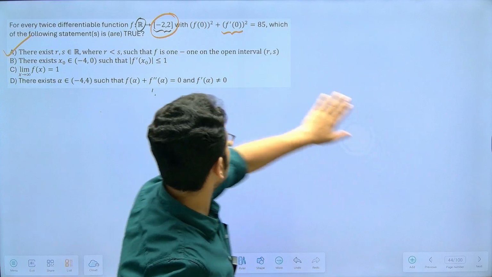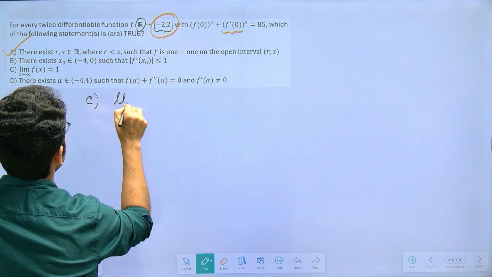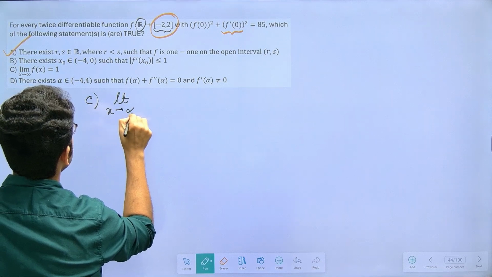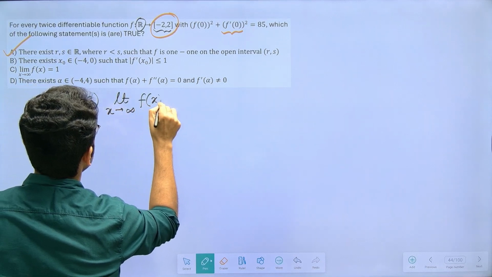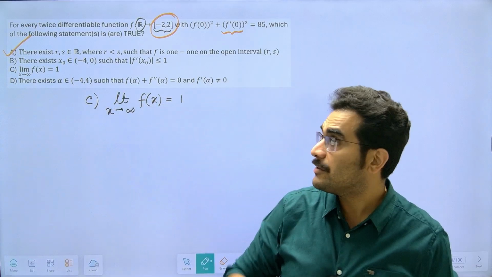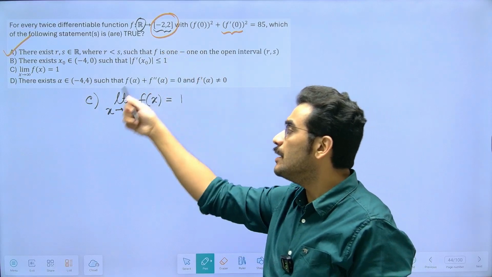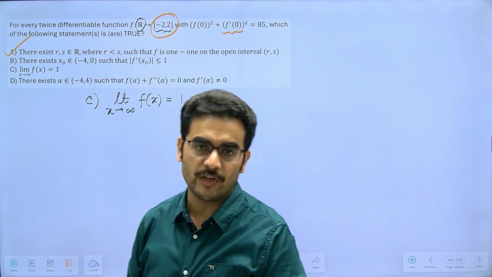Next, if we come to option number C, option number C says that in every situation, limit x tends to infinity f(x) should be equal to 1. Okay, this one we need to justify: that for all such differentiable functions satisfying this condition, the limiting value at infinity is always going to be 1.